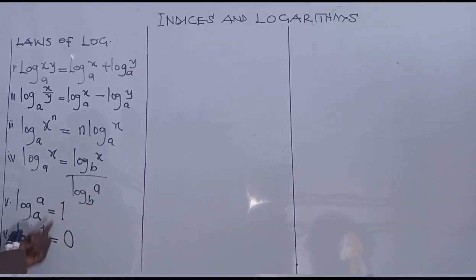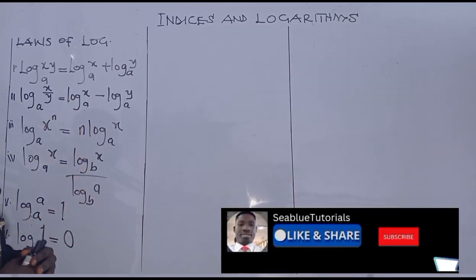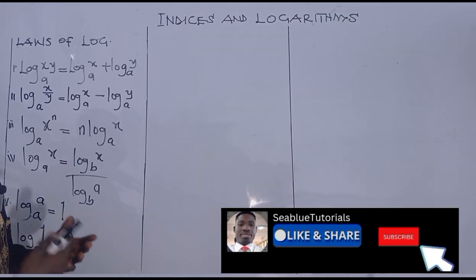And then these are the two properties that we'll be looking at. It says that when you have the logarithm of a number to the base of the same number, it gives you 1. And then we have the other property, which says that when you have the logarithm of 1 to the base of any number, it gives you 0. So these are the laws and properties of logarithm. Let's look at the proofs.